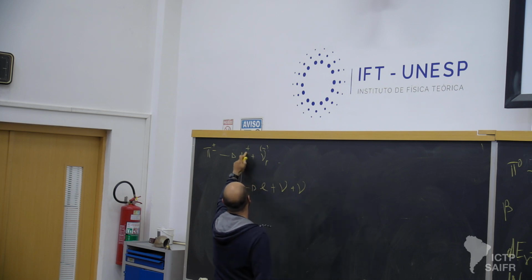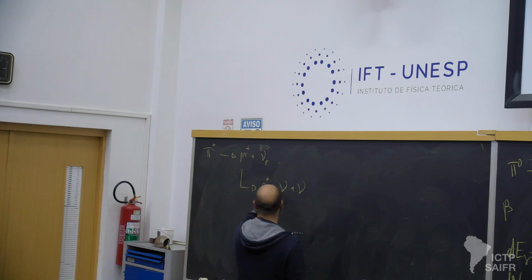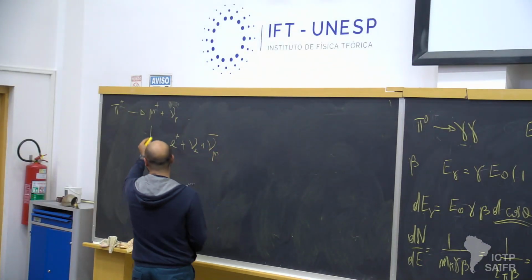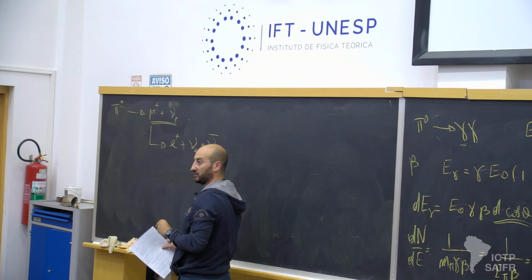So for instance, mu plus, okay? This is the case for the mu plus. This goes into e plus. It goes into electron neutrino, and then you have an antineutrino mu, okay? This is by far the most important process of the two.